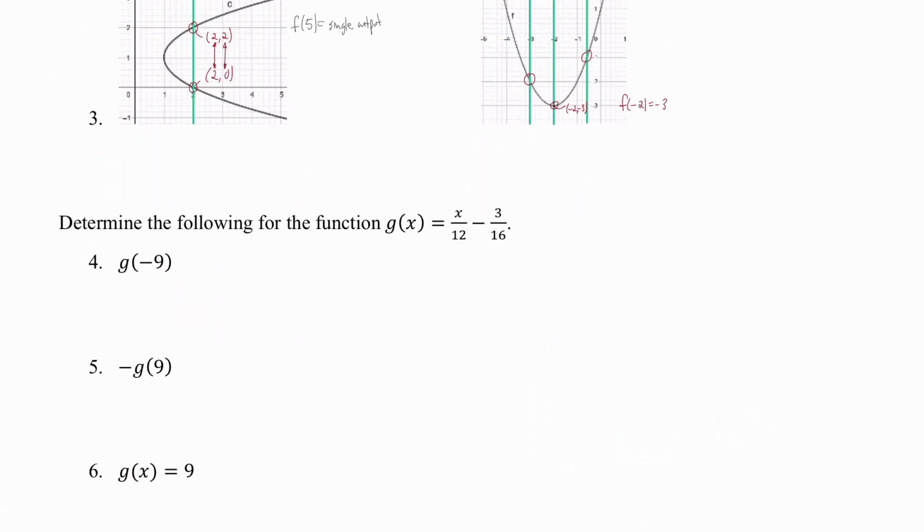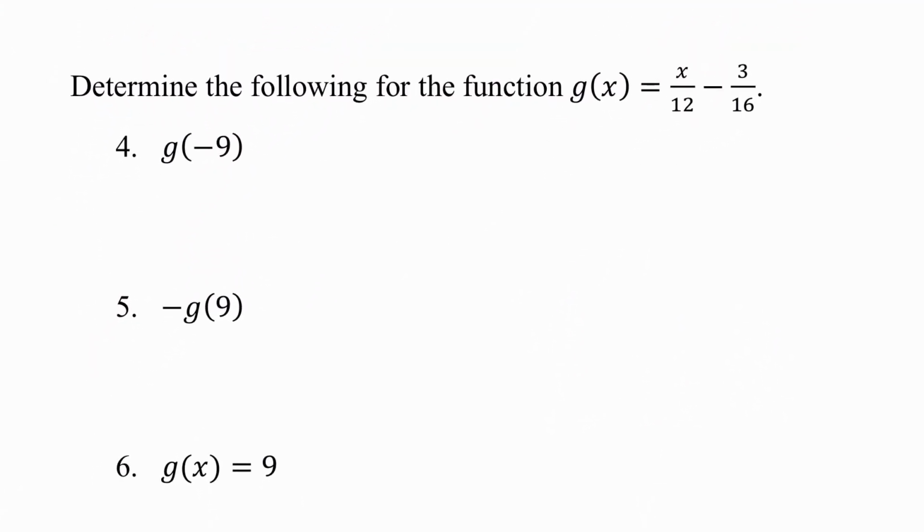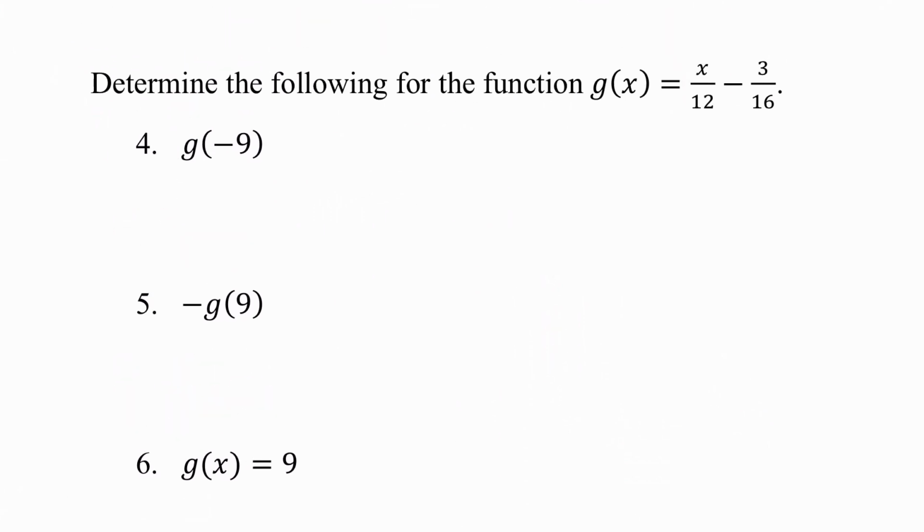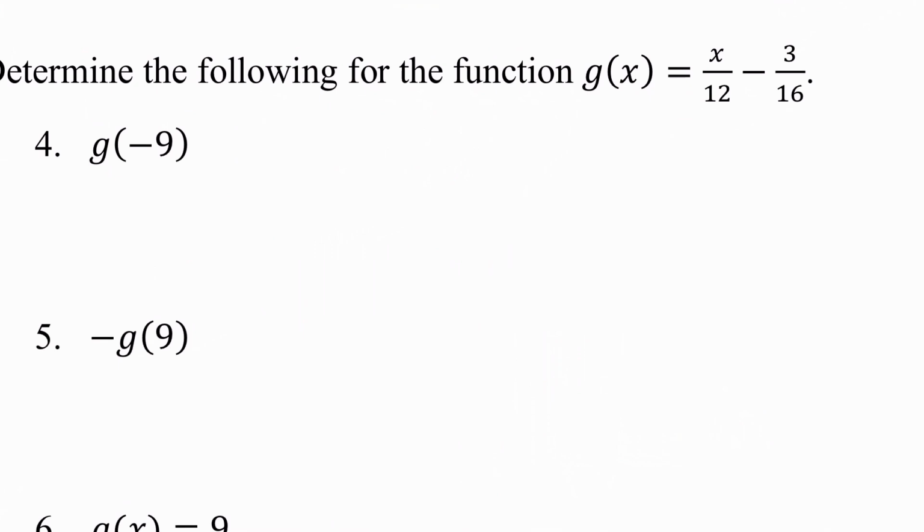Okay, so now we're going to do some more stuff with functions. Determine the following for the function g of x equals x over 12 minus 3 over 16. First we're going to plug in some numbers. First we'll plug in -9. So this equals -9 over 12 minus 3 over 16.